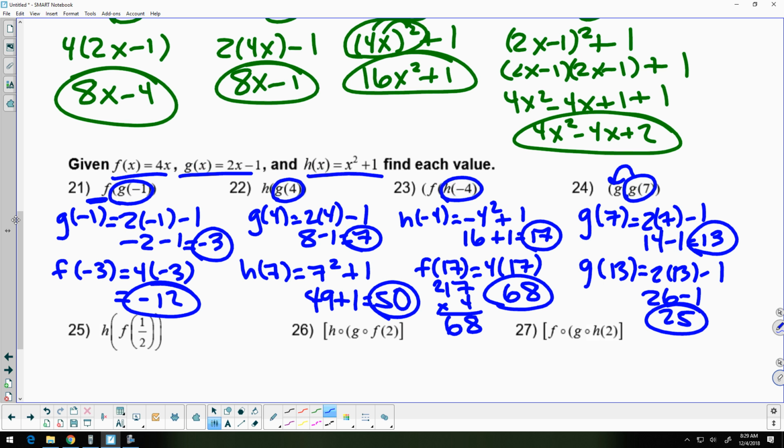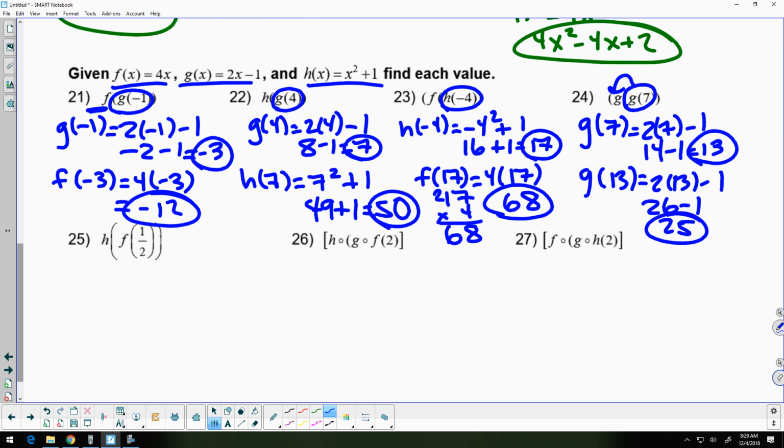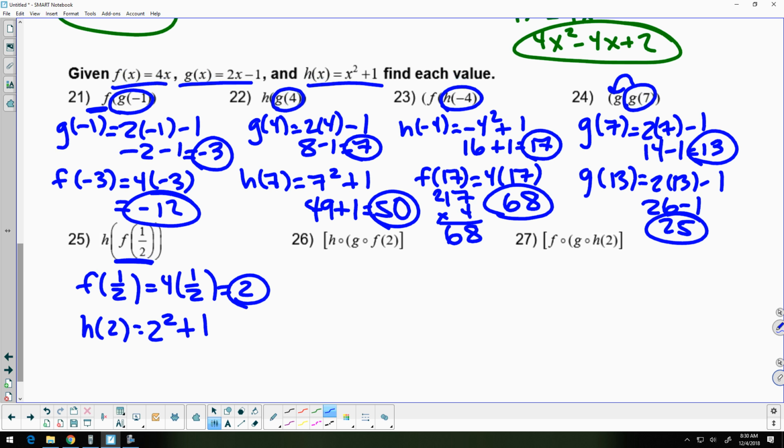Okay? Coming down to our bottom row where they get a little bit tougher. So we want to find h of f of 1/2 to start. So f of 1/2 is just doing 4 times 1/2. So half of 4, well, that comes out to be 2. Now take 2, plug it into h. So h of 2 is 2 squared plus 1. So that's 4 plus 1, and our final answer would be 5.